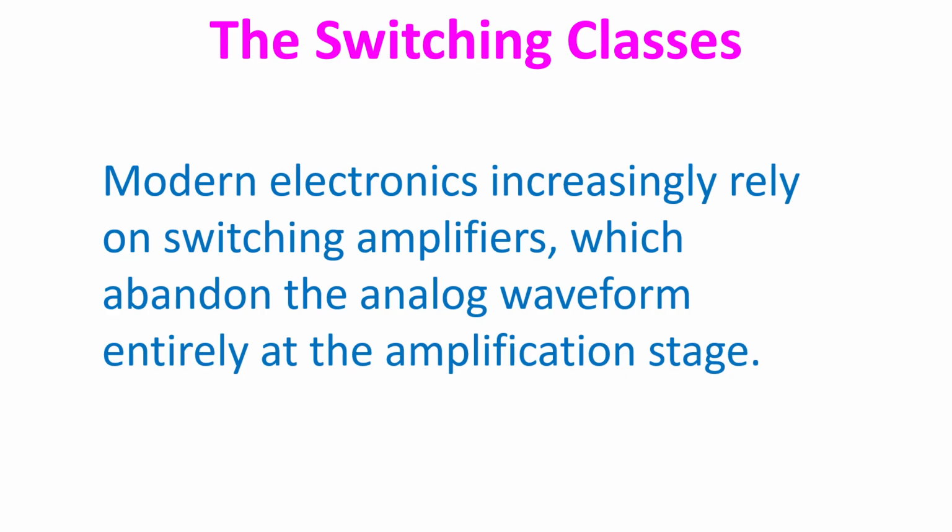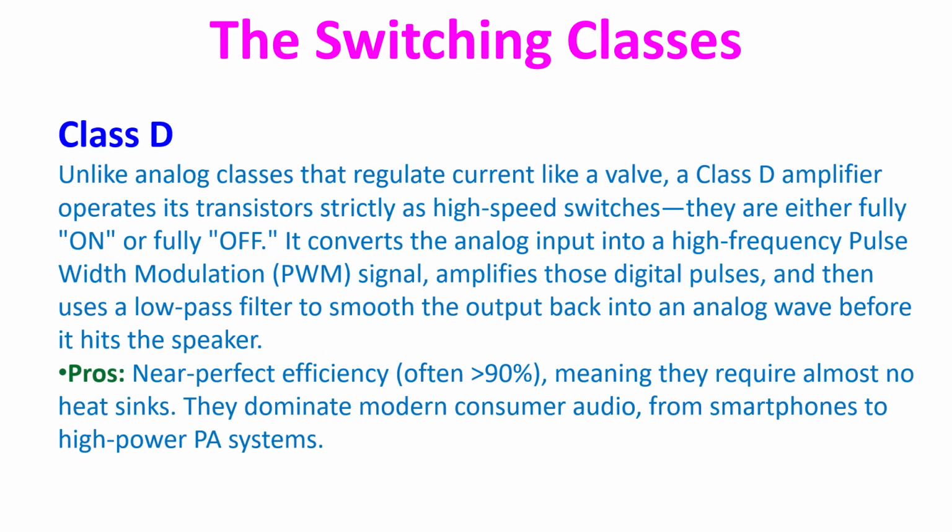From analog classes, we move to the switching classes. Modern electronics increasingly rely on switching amplifiers, which abandon the analog waveform entirely at the amplification stage. Unlike analog classes that regulate current like a valve, a Class D amplifier operates its transistors strictly as high-speed switches. They are either fully on or fully off.